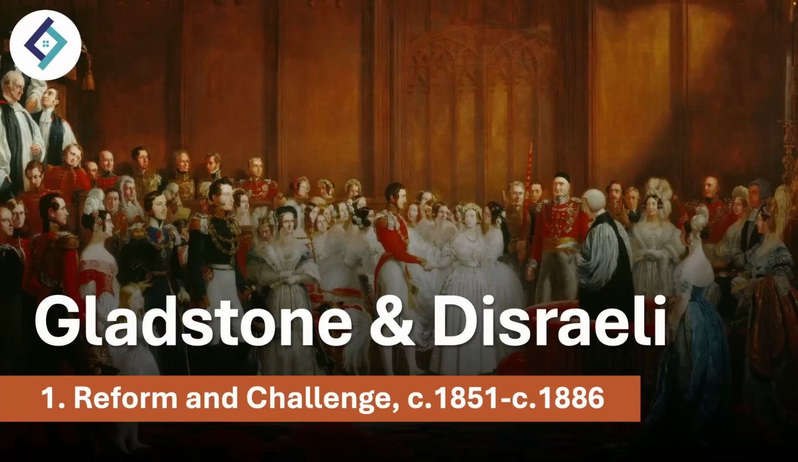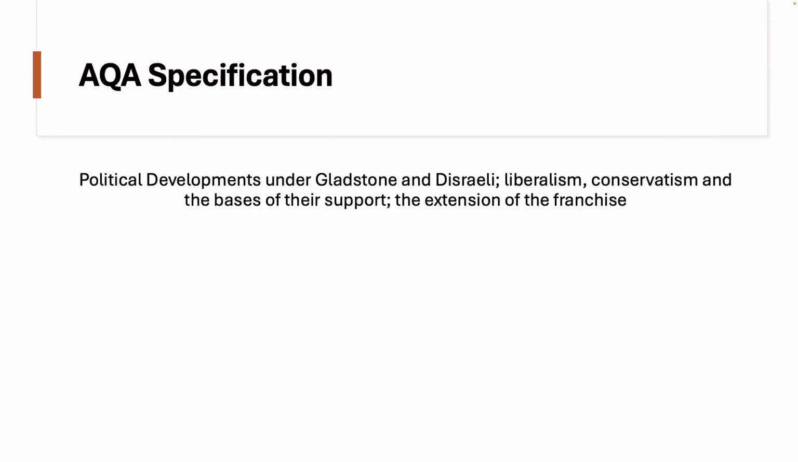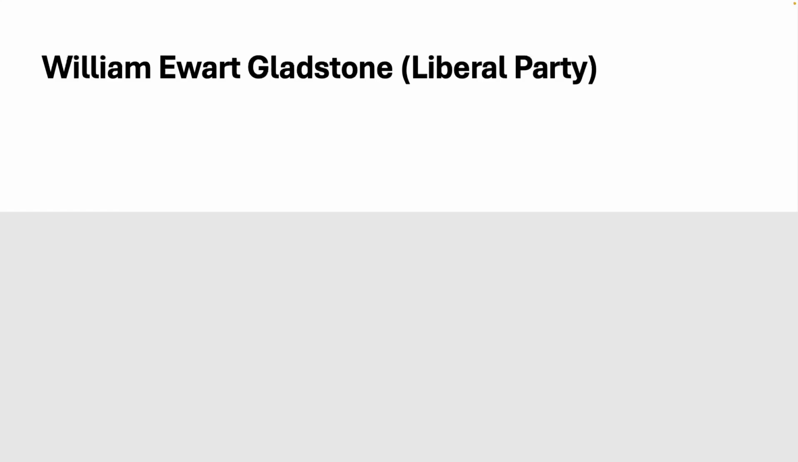This lesson is going to focus specifically on the political developments that take place under the Prime Ministerships of both Gladstone and Disraeli. This involves a conversation about liberalism, conservatism, and the basis for their support, as well as the ongoing conversation we're going to have relating to the growth and the extension of the franchise. Let's first begin with the Liberal Party, the Prime Ministership of William Gladstone.